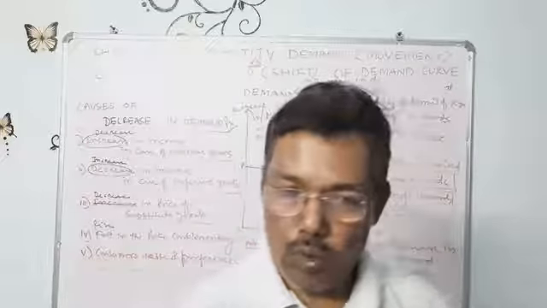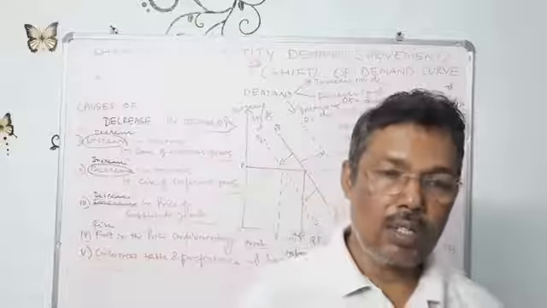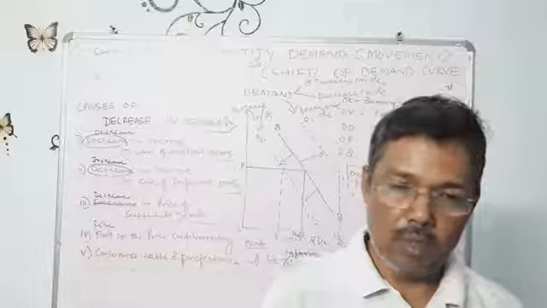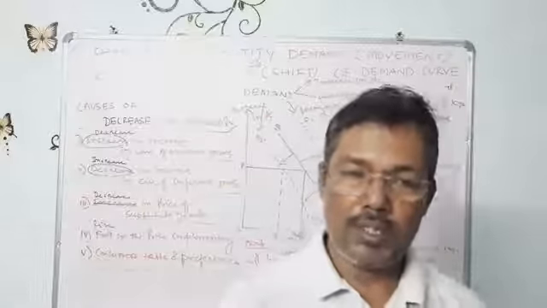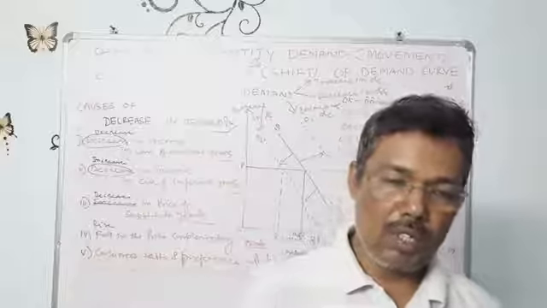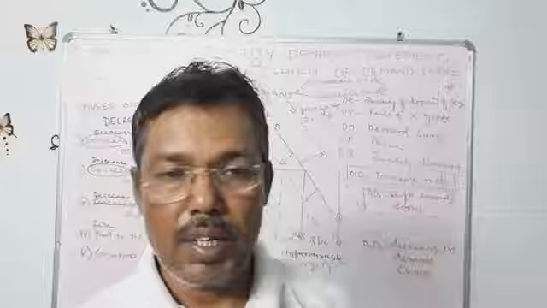Regarding your syllabus, up to now we have covered Unit 1 fully, and Unit 2 up to movement along the demand curve and shift of the demand curve. Don't be confused about your syllabus. As per the revised microeconomics curriculum, the syllabus is up to the shift of the demand curve.